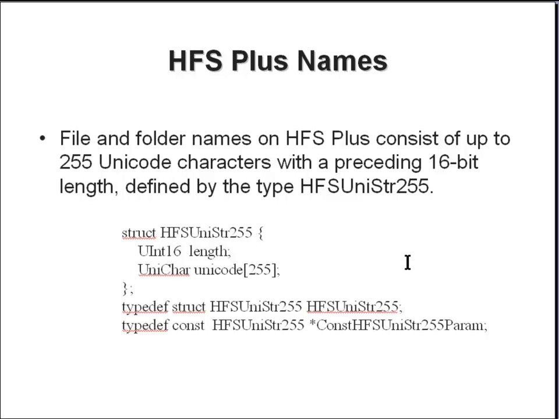Okay, just looking at some of the specifics about HFS Plus. Recall that HFS Plus file names can be up to 255 Unicode characters, and this is just showing the code and how this is structured. So you have a struct, if you recall what that is. And you have a 16-bit integer here showing the length of the name, and then you have an array of 255 Unicode characters, indicating that each name can be up to 255 Unicode characters.